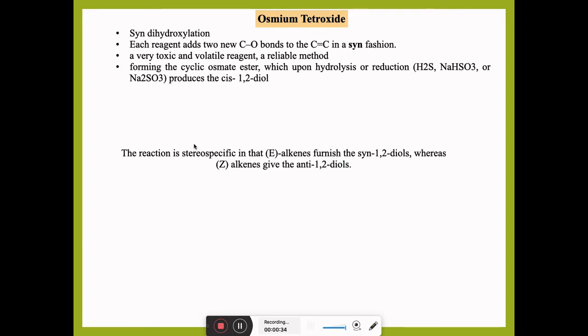So each reagent of osmium tetroxide will add two C-O bonds to the C=C double bond in syn fashion. This reagent is very toxic and it is volatile, but it is a reliable method to form a syn diol.